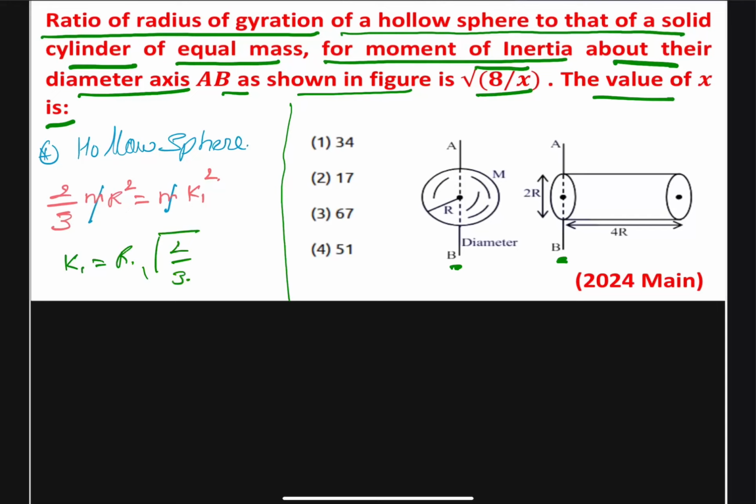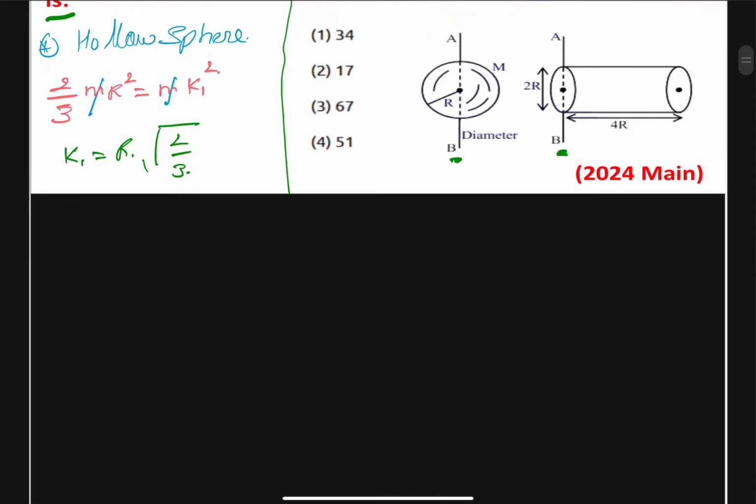Similarly, we can write for the solid cylinder. For the solid cylinder, the axis on which the radius of gyration is to be found out is along one of its diameters. Diameter is 2r and the total length of the cylinder is 4r.